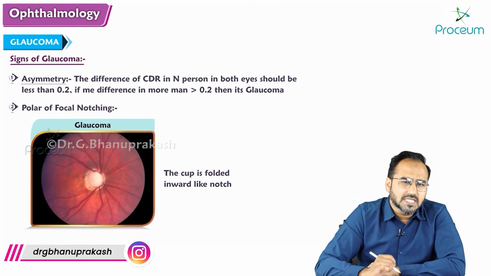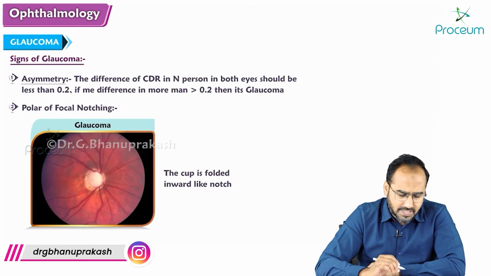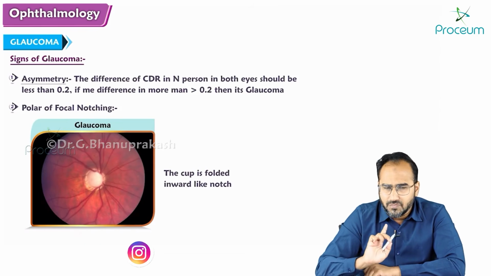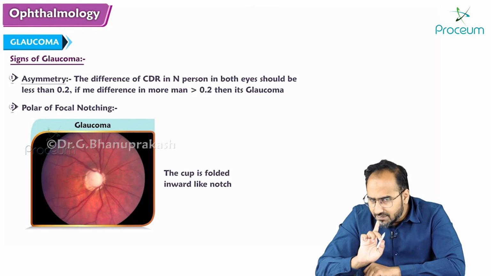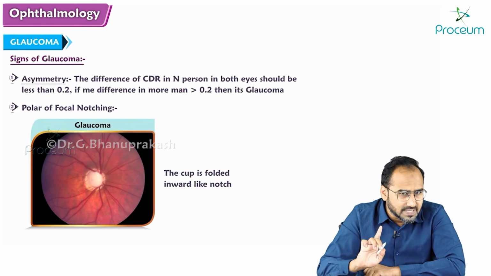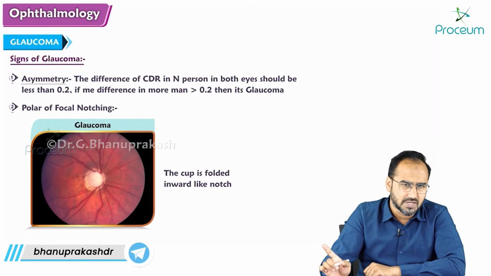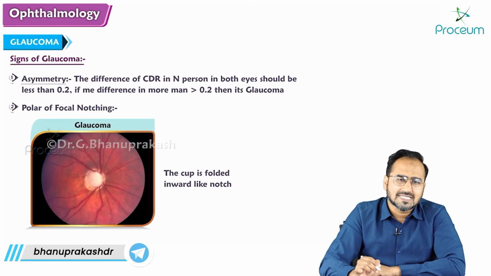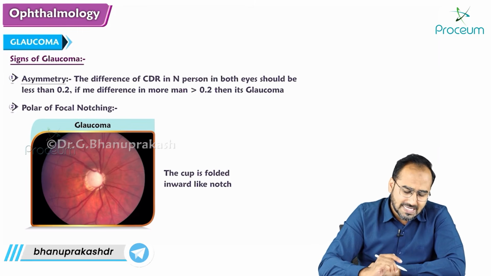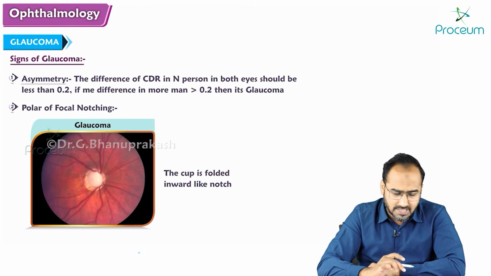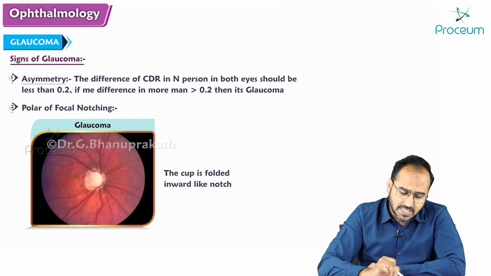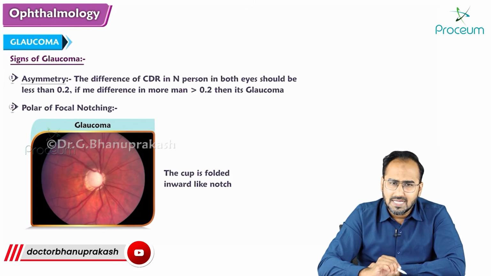So what are the signs of glaucoma? We have discussed the visual field defects, we have discussed the disc changes, we have discussed the intraocular pressure changes and all, okay? Now we are discussing the signs of glaucoma. In the signs of glaucoma, you have a sign called asymmetry. What is asymmetry guys? The difference of the cup to disc ratio between the two eyes in a normal person should be less than 0.2.